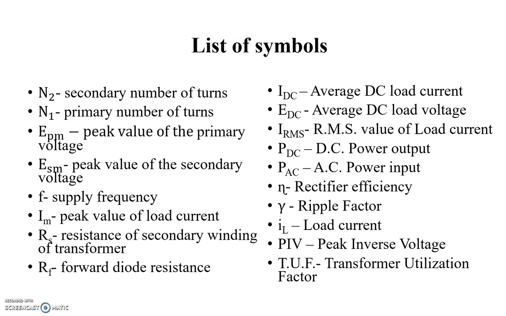EDC is the average DC load voltage, where IRMS is the RMS value of load current. PDC is the DC power output. PAC is the AC power input, where eta is the efficiency of the rectifier. Gamma is the ripple factor. IL is the load current. PIV is the peak inverse voltage. Finally, TUF is the transformer utilization factor.